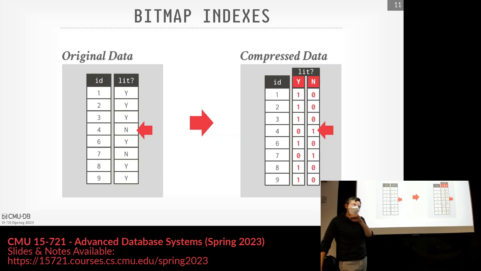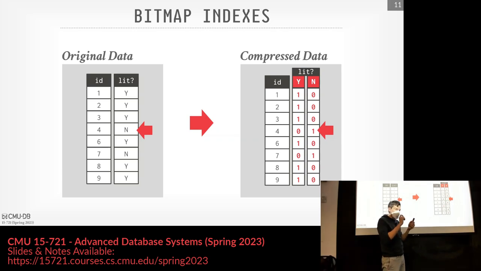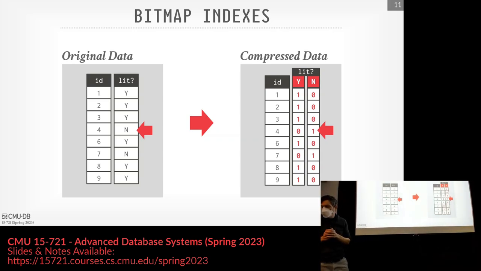It's basically an enum stored as a column, right? We'll see why you want to do this as we go along. You can have a more compact form, and this is a simplified example where you could use compression techniques and things like that. Because we store things in bits, we can play games to make things run really fast.